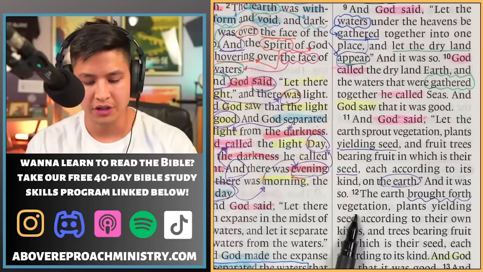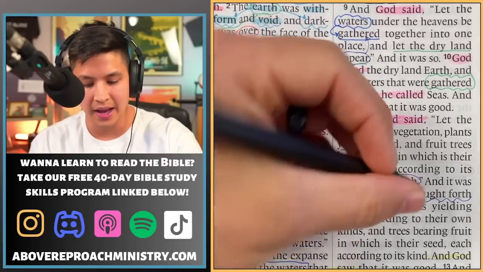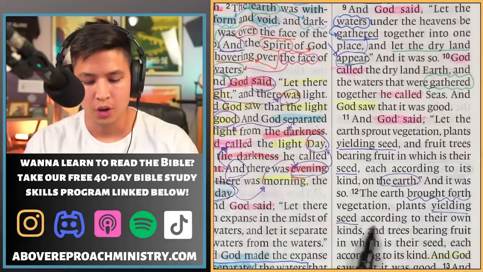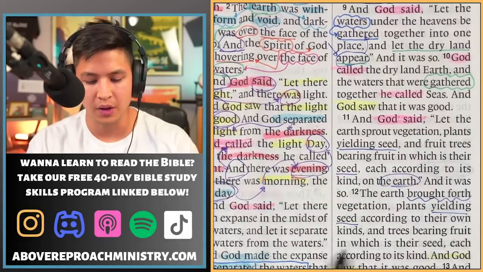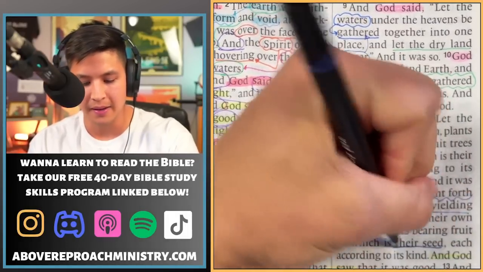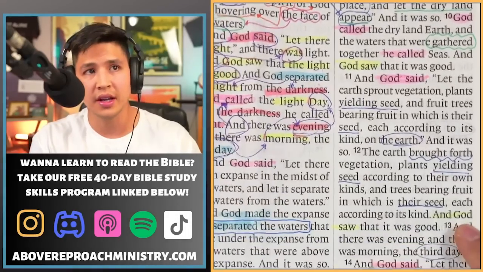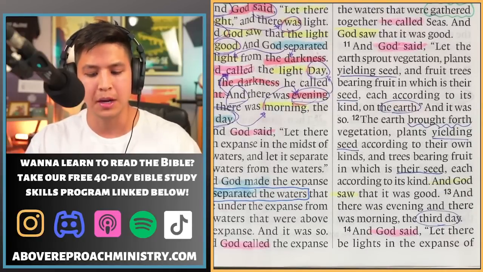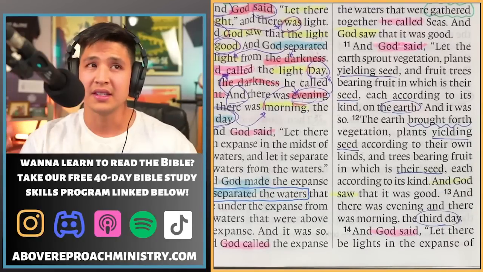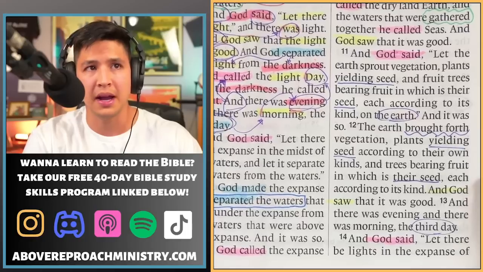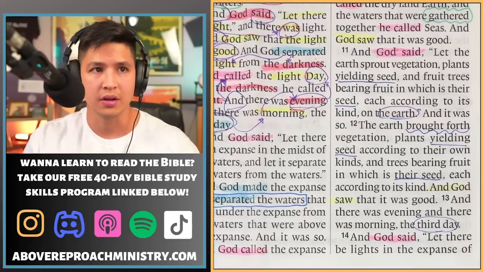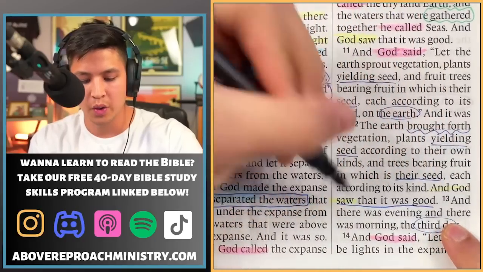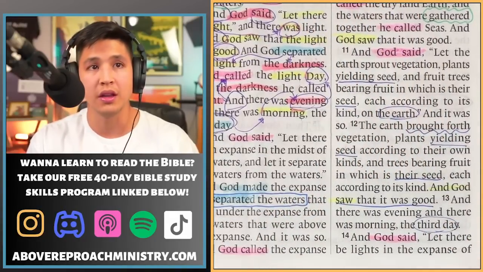The earth brought forth vegetation, plants yielding seed. Again, the focus is on its ability to reproduce according to their own kinds, and tree bearing fruit in which is their seed. Again, each according to its kind, which again is to note, if something repeats like that over and over, it yields seed, it produces seed, in it is seed, it's telling you that there's something important you need to pay attention to or hang on to until clarity comes later in the text. And God saw that it was good. So once again, there was evening and there was morning, the third day.